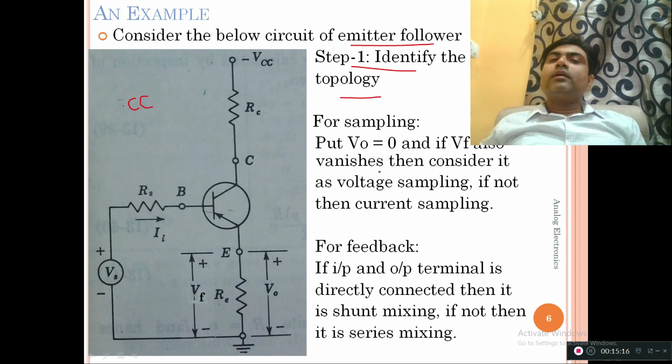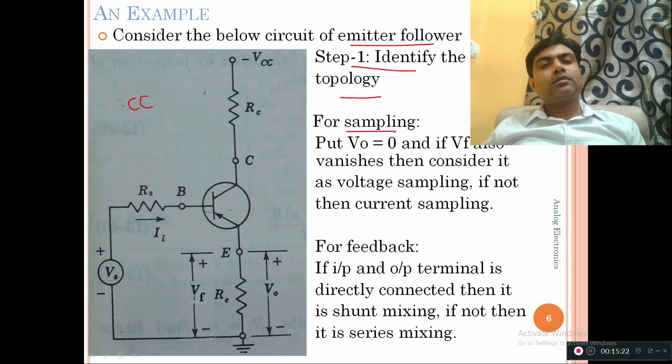So how can we identify the topology? By knowing the sampling and by knowing the mixing. So for sampling, just follow this small thumb rule: if I put V naught equals to 0, and by putting V naught equals to 0, if Vf vanishes, then I can conclude that the given sampling is voltage sampling.